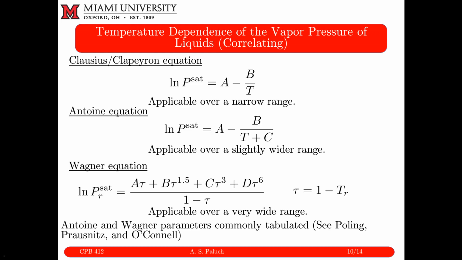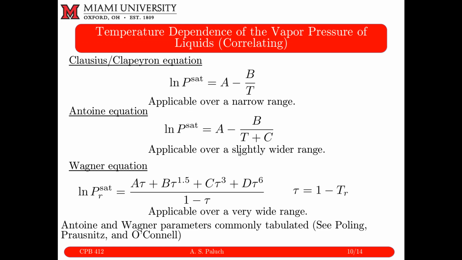Okay, and so here's my Clapeyron equation. On the line below it, here's a form of the Antoine equation, which you've probably used at least in your mass and energy balance class. If I compare the Antoine equation to the Clapeyron equation, they look very similar.